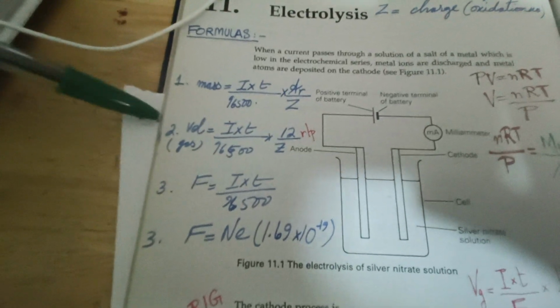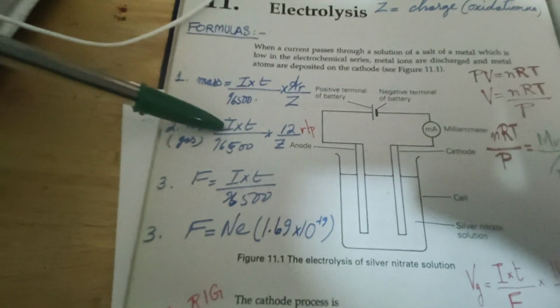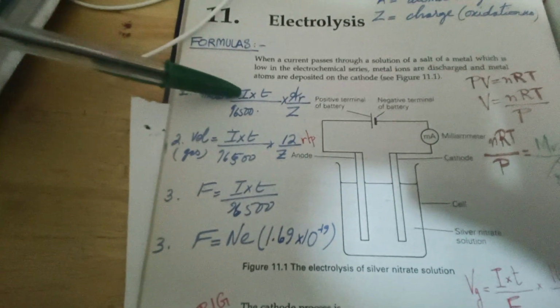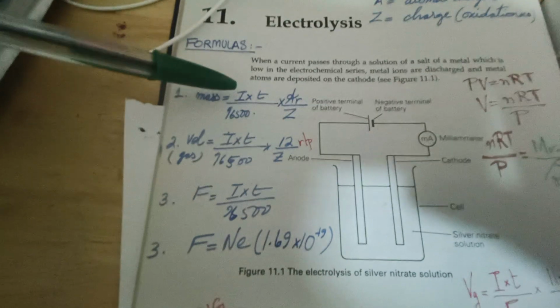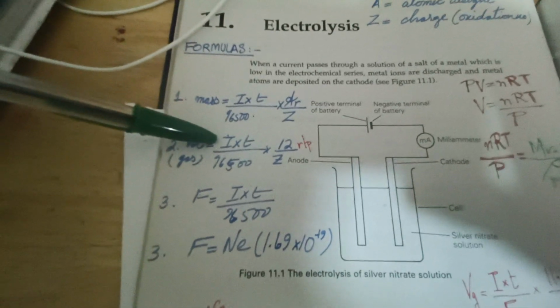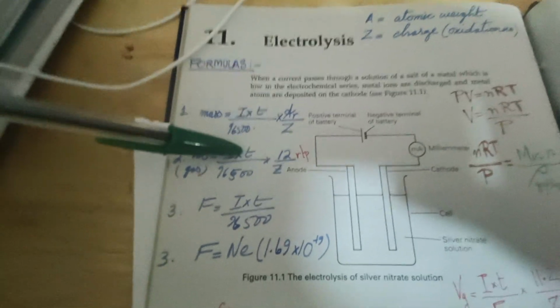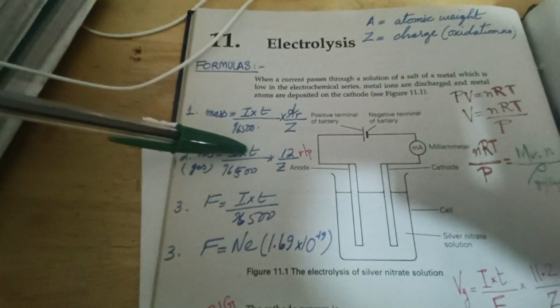The volume of the gas released would be Q. This is actually Q. I've simplified it for you. It's supposed to be Q, charge passed. So they don't tell you charge passed. They tell you this much current was there and it was passed for 10 minutes. You have to convert the 10 minutes into seconds, which is 600 seconds.